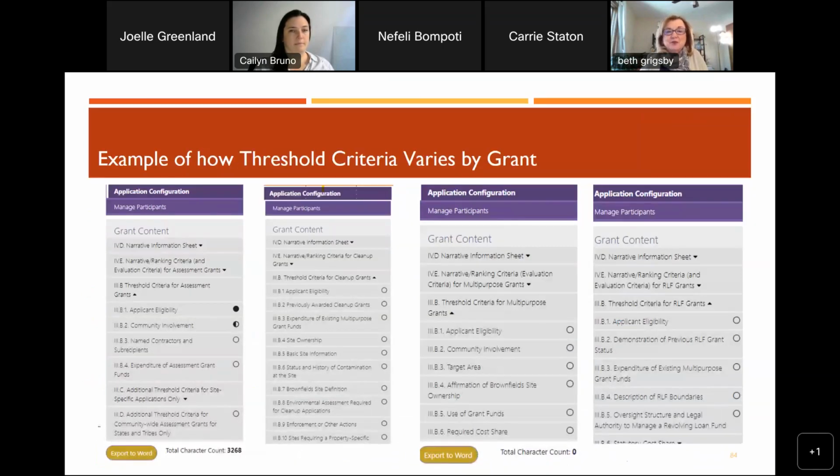And this is just an example that I've drawn up of how threshold criteria can vary by grant. As you notice, our outline here indicates what that change might be, how it varies. Next slide, please.